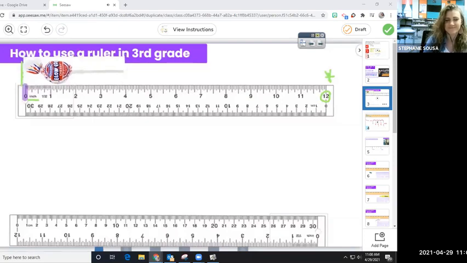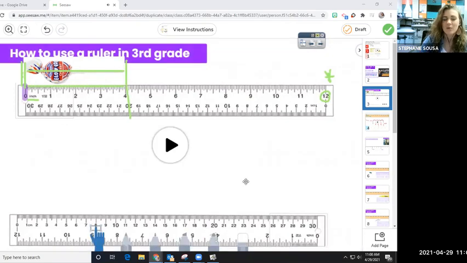Now I'm going to check to see if it's lined up correctly. There we go. That looks good. So now I know a little bit more about how to use a ruler, how to line up the object correctly, lined up with 0, and to make sure it's a parallel line to my ruler so that I can easily read how long the item is.